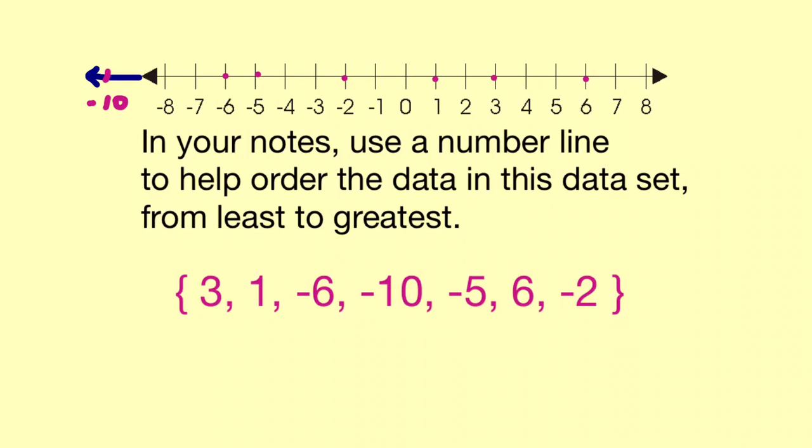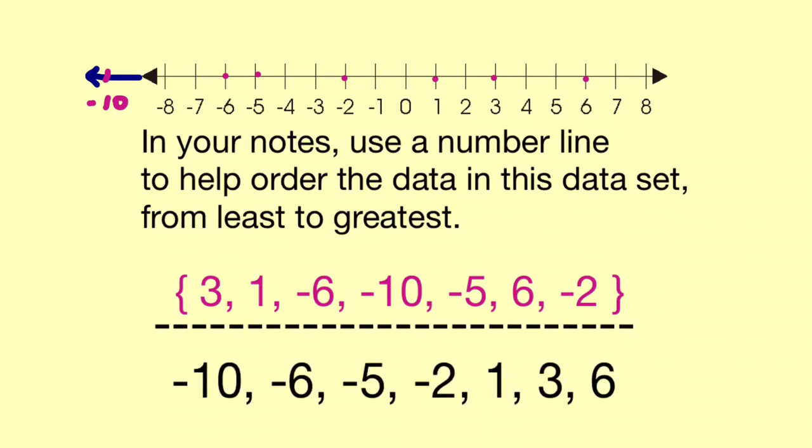Once again, you probably needed to extend the number line to get the -10 in. And if you did it right, your points should look something like this on the number line. And these are the data points in order from least to greatest.